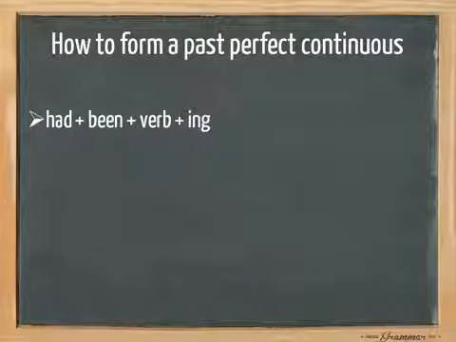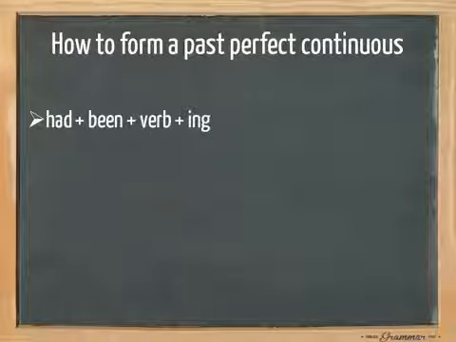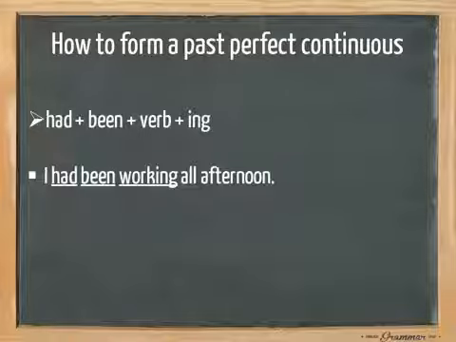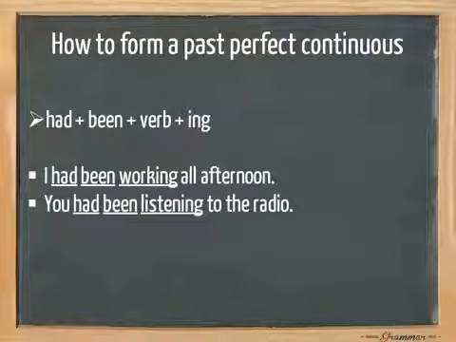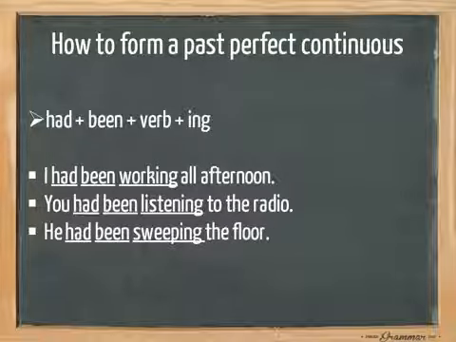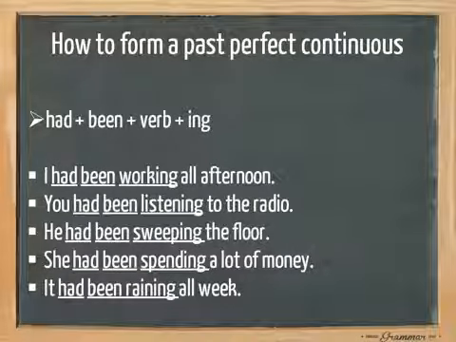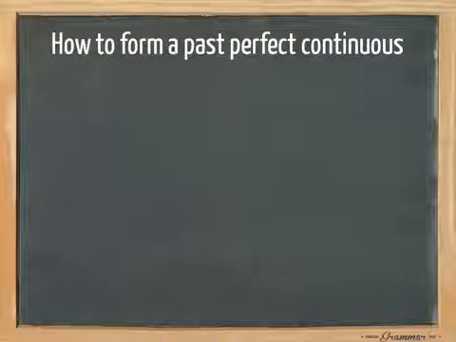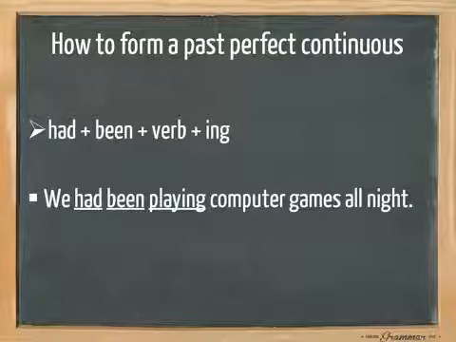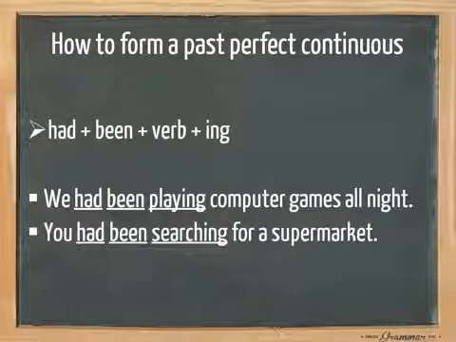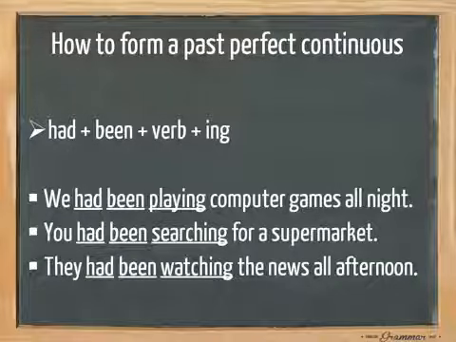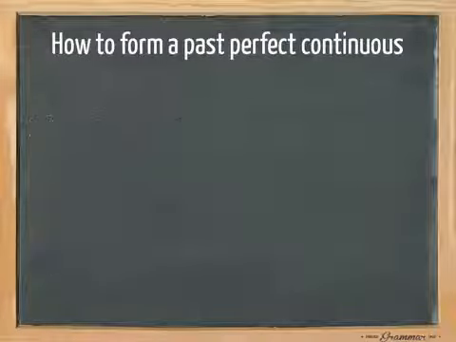We use the auxiliary verb to have, but we use the past simple form, so had. We use the past participle form of the verb to be, the base form of the verb and ing. So for the singular forms, that is, I had been working all afternoon, you had been listening to the radio, he had been sweeping the floor, she had been spending a lot of money, and it had been raining all week. For the plural forms, we had been playing computer games all night, you had been searching for a supermarket, and they had been watching the news all afternoon.